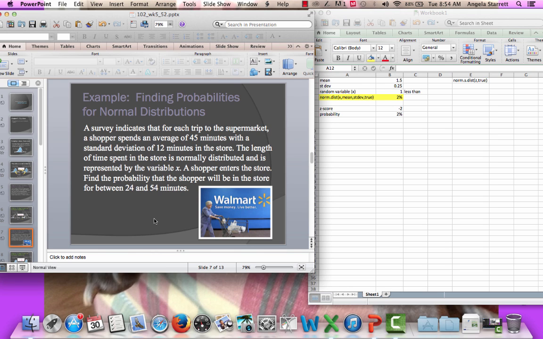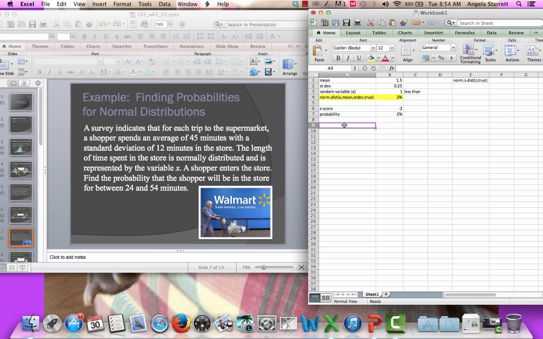A shopper enters the store. All right, we have this little old lady. She enters Walmart. Find the probability that the shopper will be in the store for between 24 and 54 minutes. Okay, so I come over here and I've got to be given a mean, I've got to be given a standard deviation, and I've got to be given our random variable x. All right, let's look back through our word problem here. We see that on average people spend 45 minutes with a standard deviation of 12 minutes. And now, aha, I have 2 x's. All right, because now I want to know between 24 and 54 minutes.